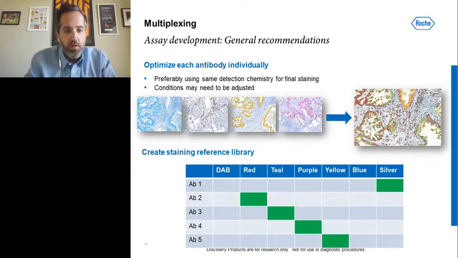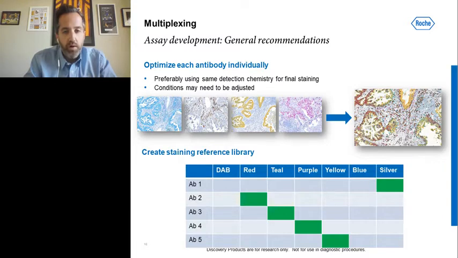So once we've decided on the type of detection method that we're going to implement, we recommend not diving straight into a multiplex assay. What we advise is optimizing each antibody individually. So once you've decided on the panel that you're creating, optimize each of those individually, work out which marker is going to work best with each detection type, with each chromogen type, and then create your staining reference library. So you've always got something to go back to in order to determine if that stain is working effectively.